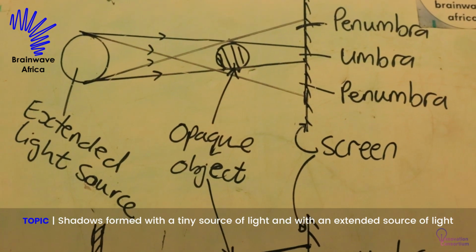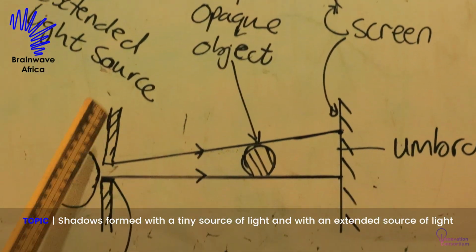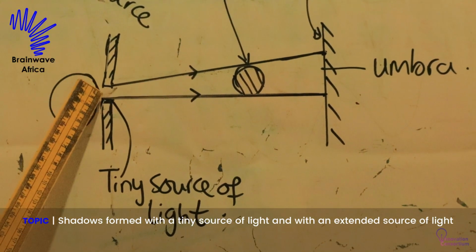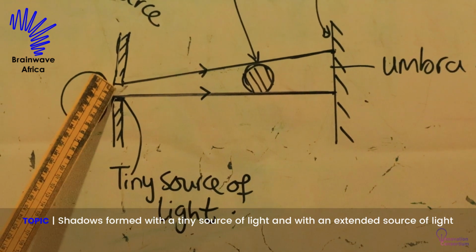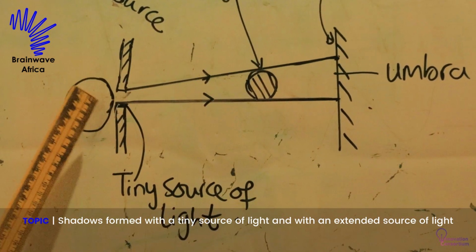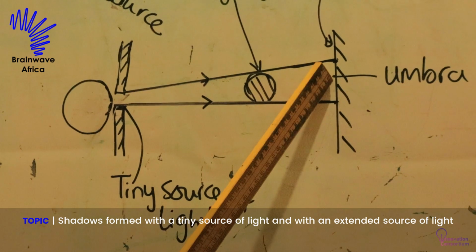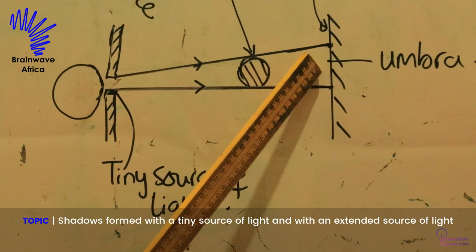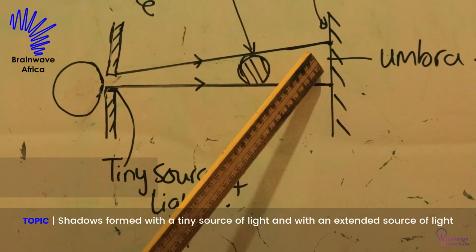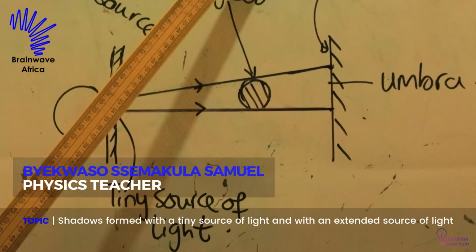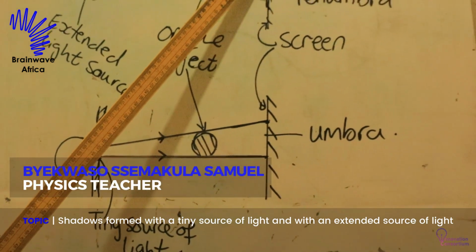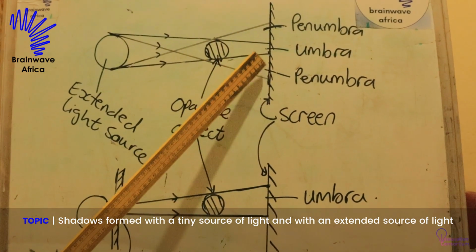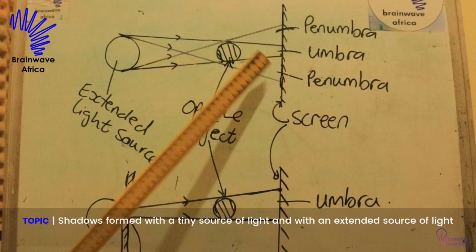Below here, we put a disk around the extended source so that we have a tiny source of light. So the rays from the source will form an image, which is the umbra, with only one region, which will be uniformly dark. Here we are going to have two regions, a region of total darkness, the umbra, and then the region of partial darkness called the penumbra.